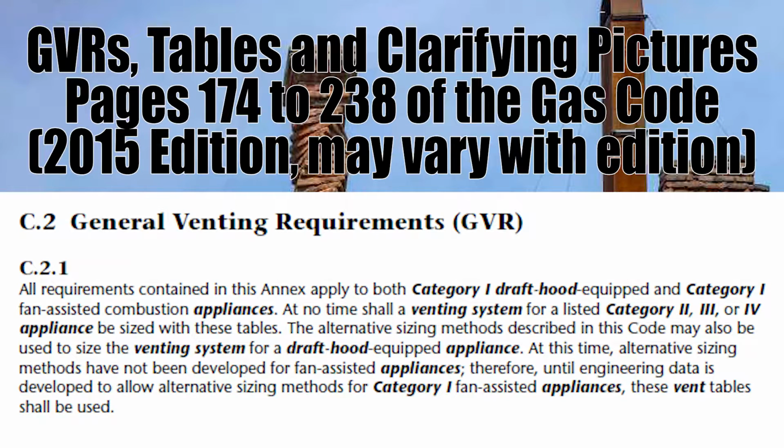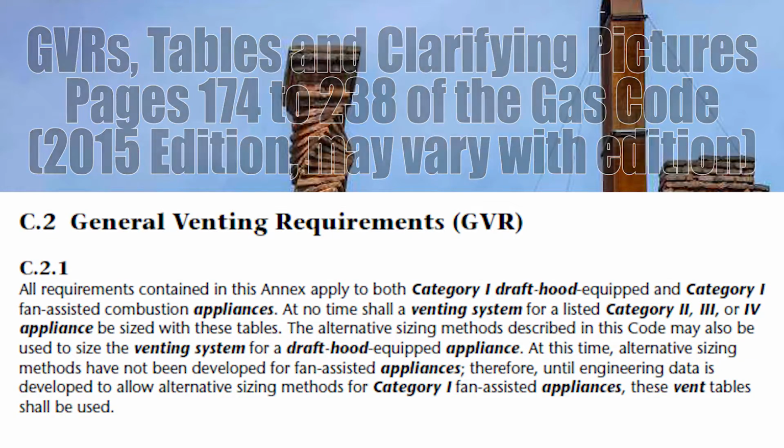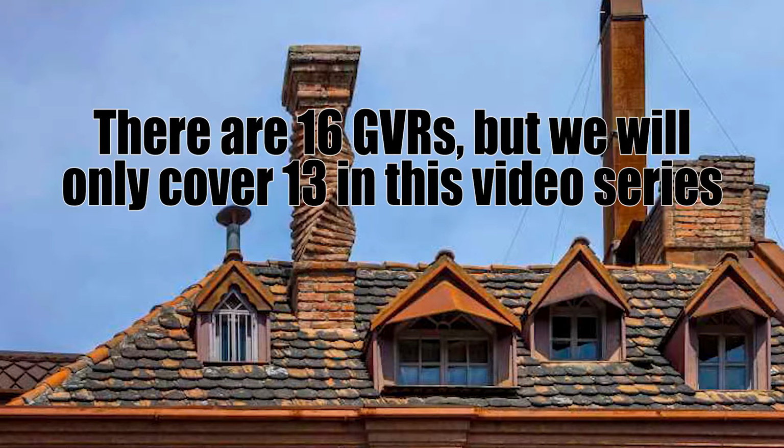Now the GVRs and the code tables can be found starting at page 174 in the code book and moving all the way to page 238. There's tables, there's codes, and there's also clarifying pictures in there. There is a total of 16 GVRs, and throughout the course of this video series, I will be covering 13 of them. The other ones are either unimportant or not for this level of schooling.